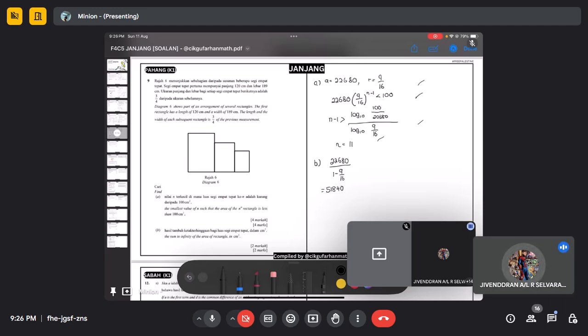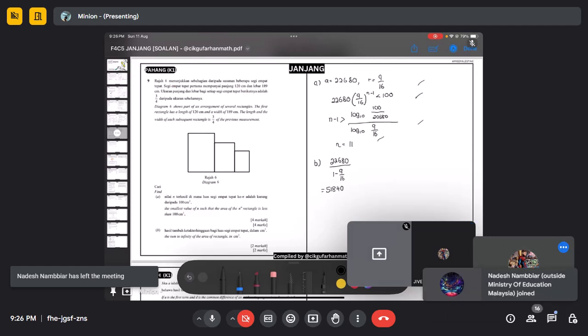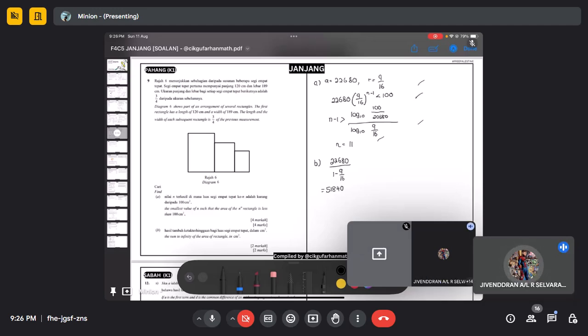So we can find A, which is the area of the first rectangle, which is 120 times 189. And then we can find R by using term 2 divide term 1. And then you can substitute A and R into the formula, and then move around, and then you can insert log. When you are inserting log, check whether the log is negative or not. If the log is negative, then the symbol will change from less than to more than.